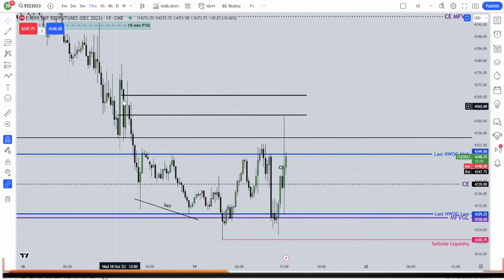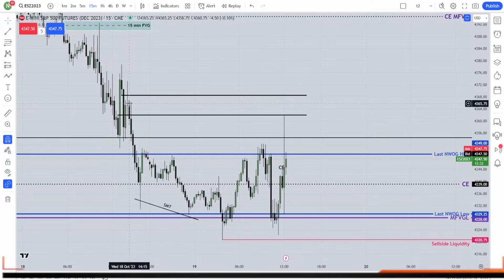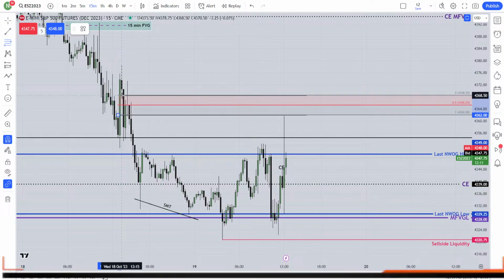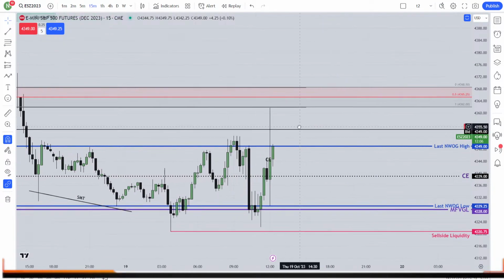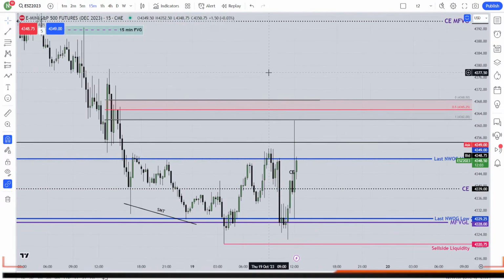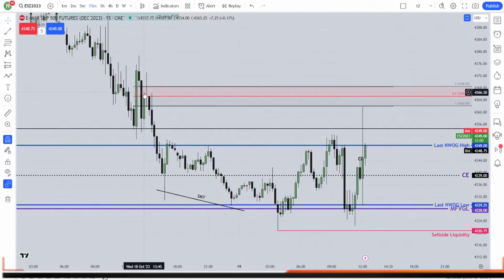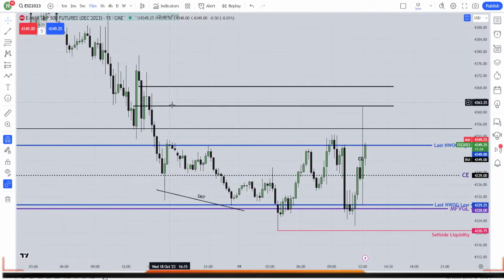And look at this fair value gap. It is also not balanced yet. Let me check. No, it is not balanced yet. It traded, gave me the sell side liquidity, and the thing is, it is balanced.